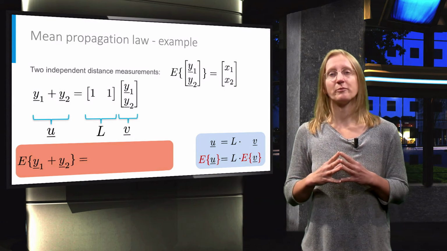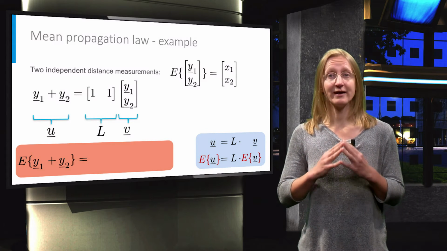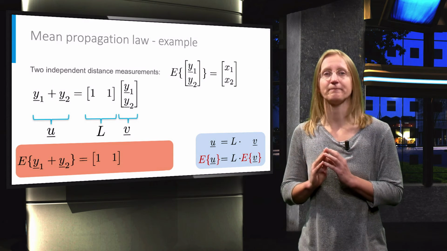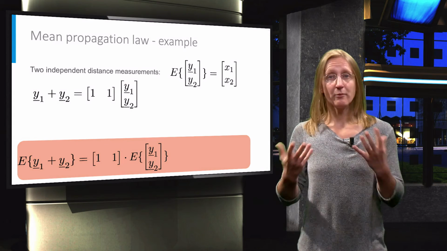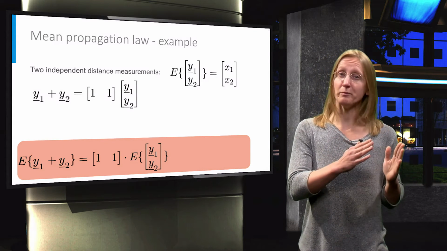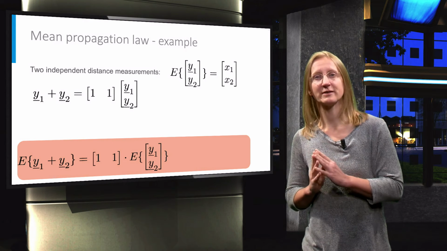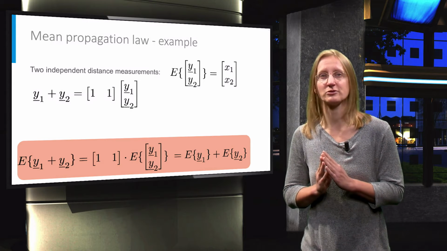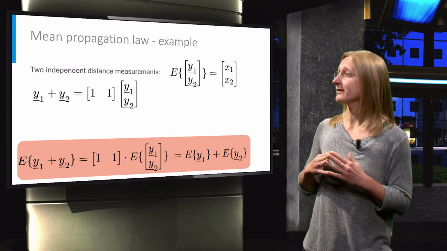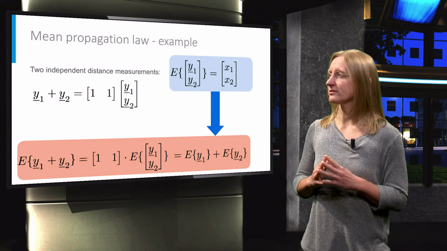We can apply the propagation law in the bottom right, where we see that the matrix L, the vector with 1s, must be multiplied with the expectation of v. If we elaborate on this result, it follows that the expectation of the sum of two random variables is simply equal to the sum of the expectations of the individual variables. Knowing that these are equal to x1 and x2 respectively, this gives the final result.